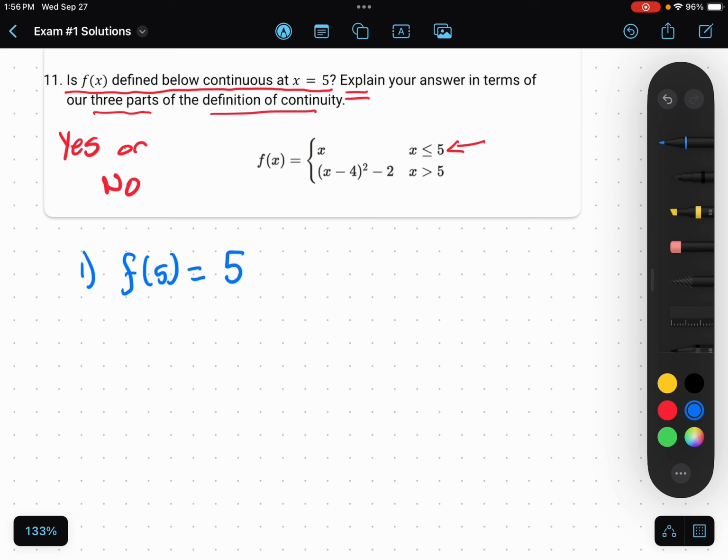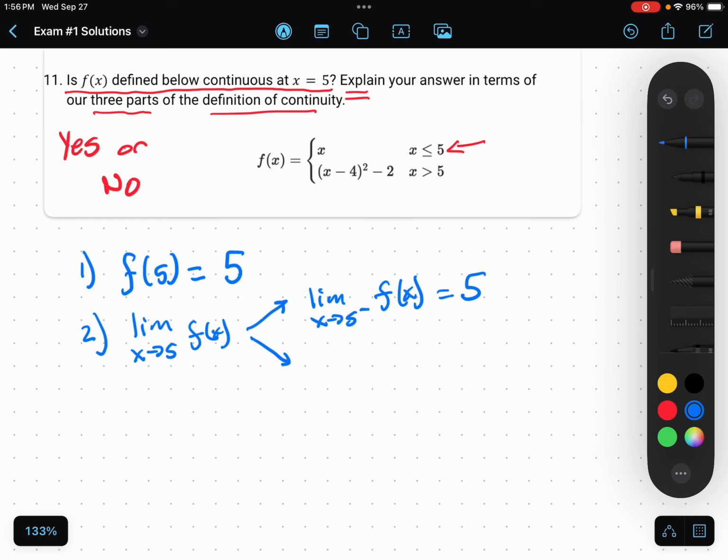The second part really has its own two parts. It's asking us, what's the limit as x approaches 5 of f of x? In other words, does the limit exist? To check that, I have to go from the left and the right. When I go from the left side, I have to use the top expression, and we already know that answer's 5. When I do the right, I have to use the bottom expression.